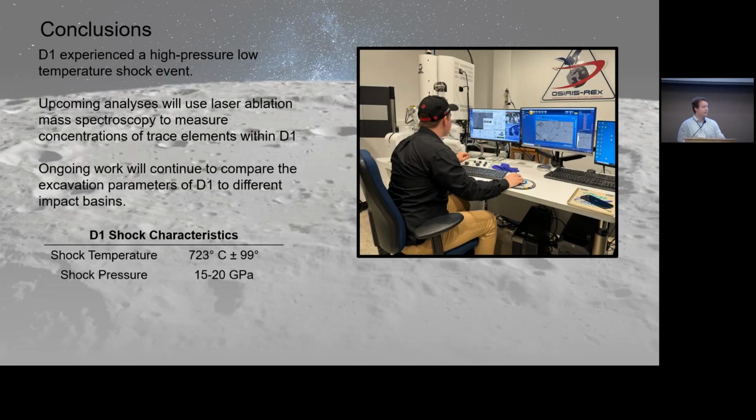So in conclusion, I just want to reiterate, D1 experienced this high pressure, low temperature shock event. We think this bodes really well for our upcoming trace element analysis that I'm performing with Jacob Cetera at NASA Johnson, which will hopefully be done real soon, and I'm excited to dive into that. Meanwhile, we're continuing to compare different basin data from these different basins I showed you to see if we can pinpoint the source of the clast.